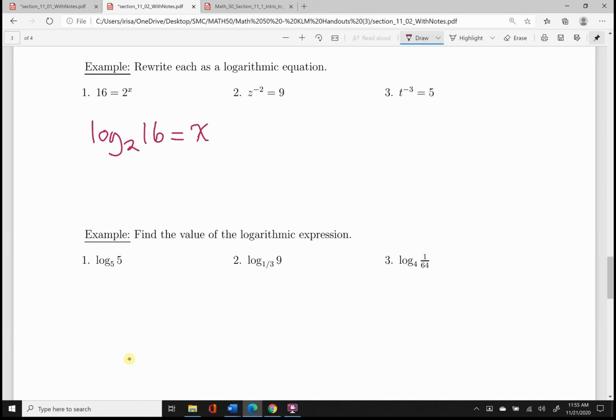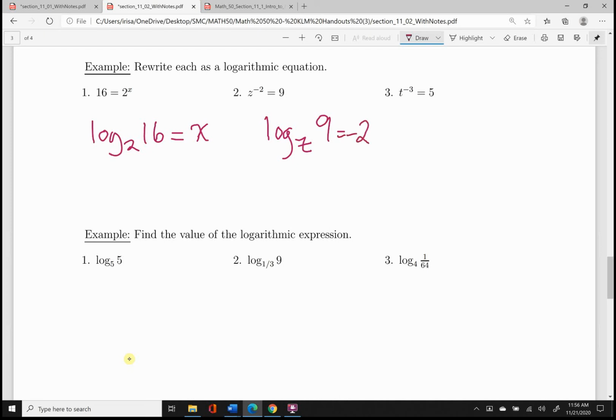Great. Let's say the mantra again, but for number 2 in this example set. The base is the base, so that means this will be log base z. The exponential is equal to the argument, so inside of the logarithm we'll put a 9, and that is equal to the exponent of -2.